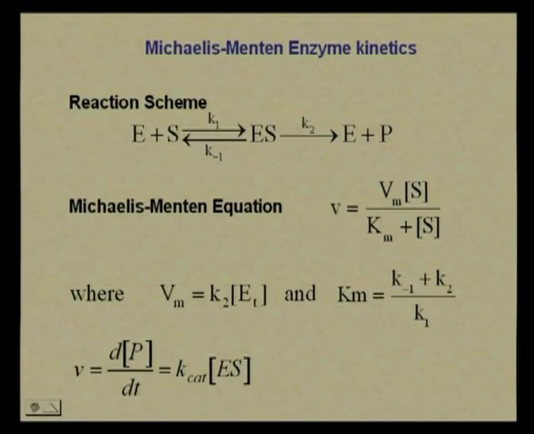So, the V max that we have is equal to K2 ET, and we have what is defined as a Michaelis constant, that is a combination of the rate constants of these reactions. So, we have K minus 1 plus K2 divided by K1, and the velocity is actually the formation of the product, which is Kcat ES, where ES is the concentration of the enzyme substrate complex.